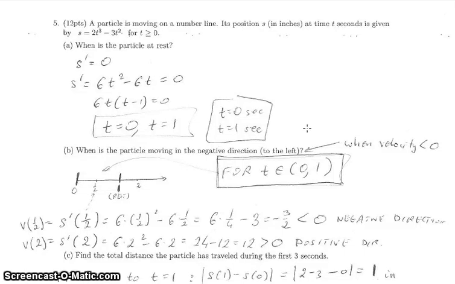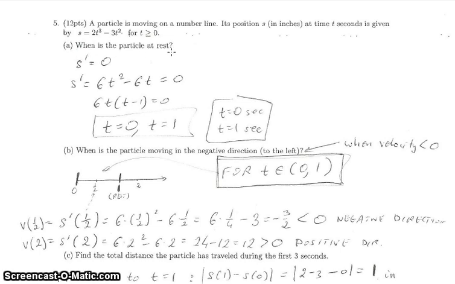Math 138, Test 2, Spring 2013, Problem 5. A particle is moving on a number line. Its position s in inches at time t seconds is given by the equation s equals 2t cubed minus 3t squared for t greater than or equal to 0. Part A, when is the particle at rest?